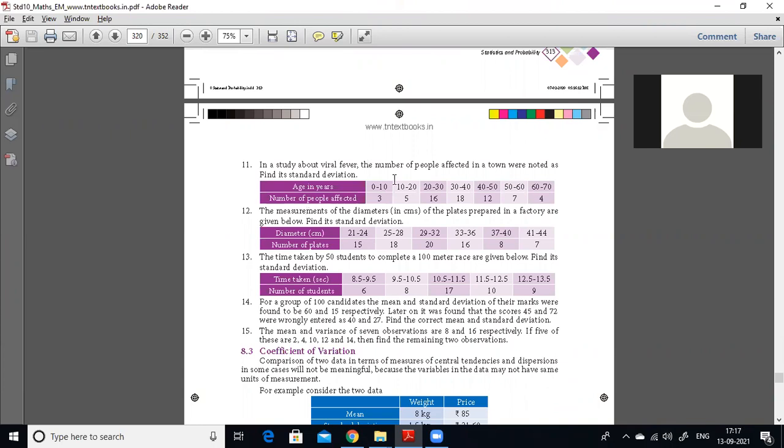In a study about viral fever, the number of people affected in a town were noted as below. This is also frequency related, but now they are giving class. Now they are giving class also. So whether we should use the C into a whole formula, that's what we have to see now.